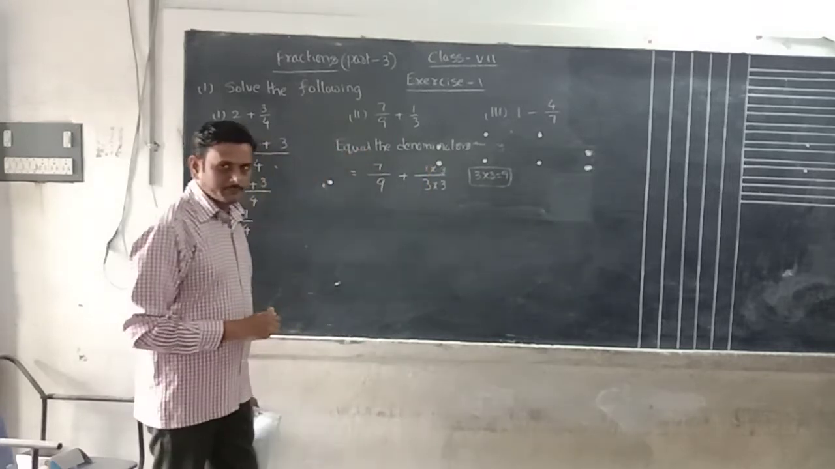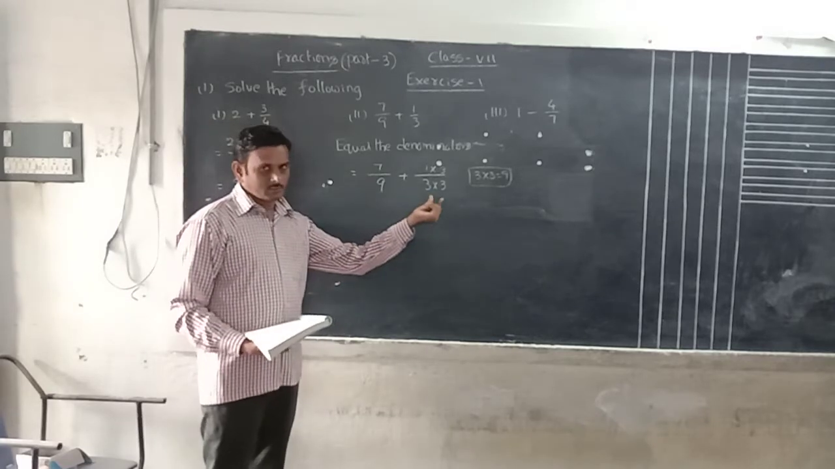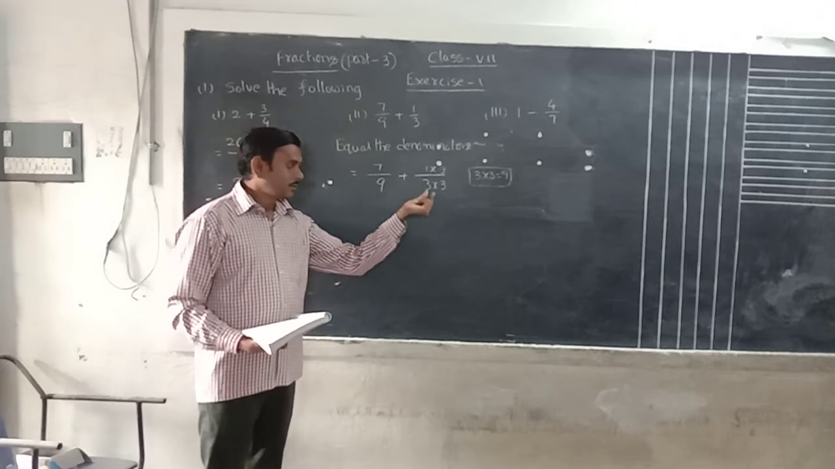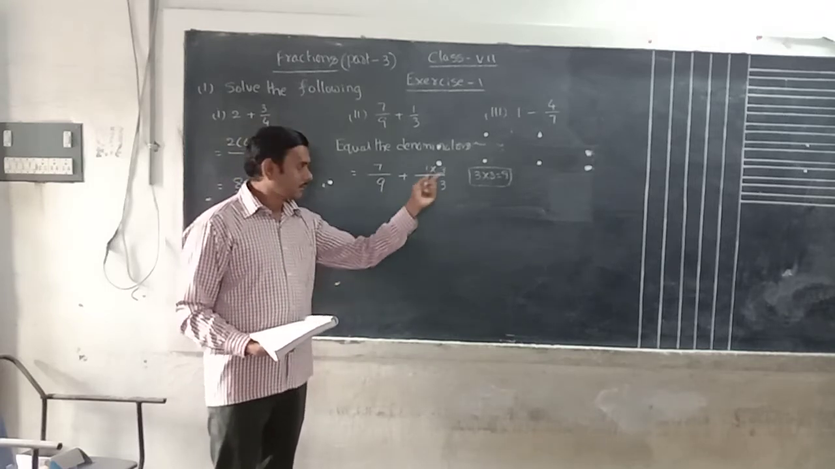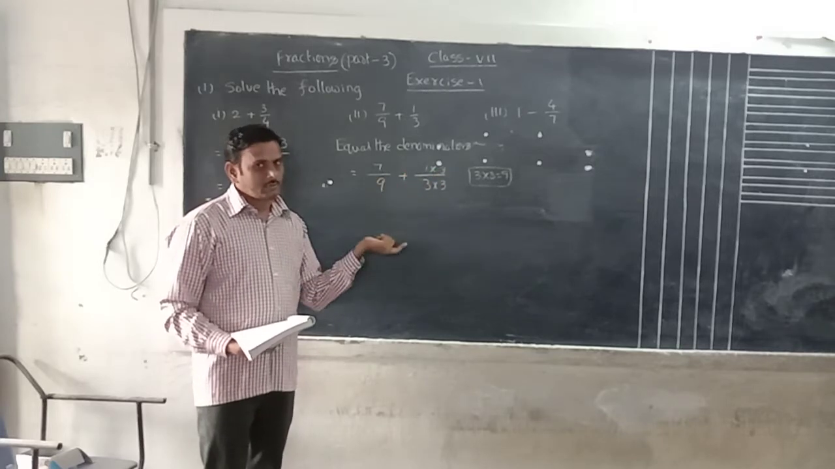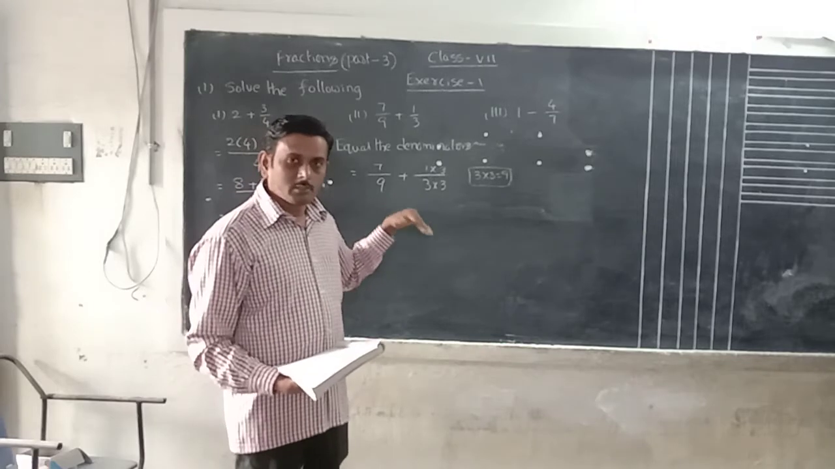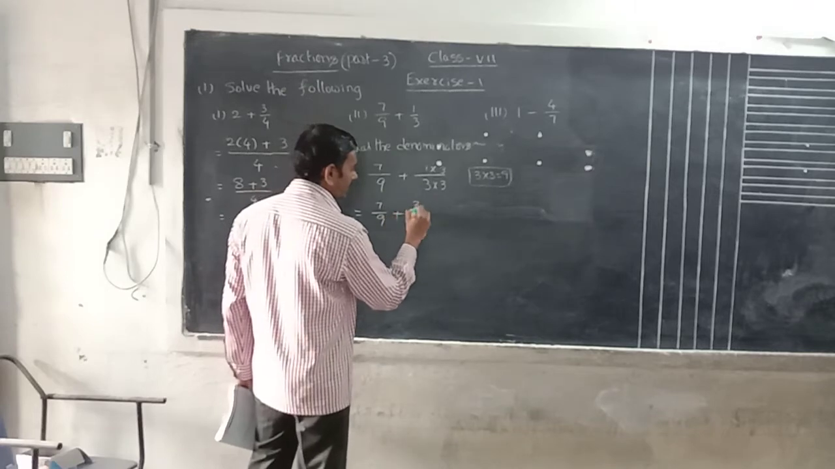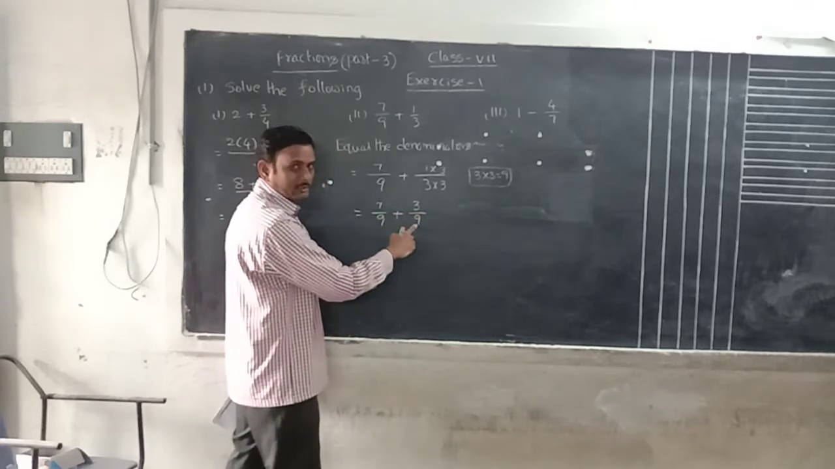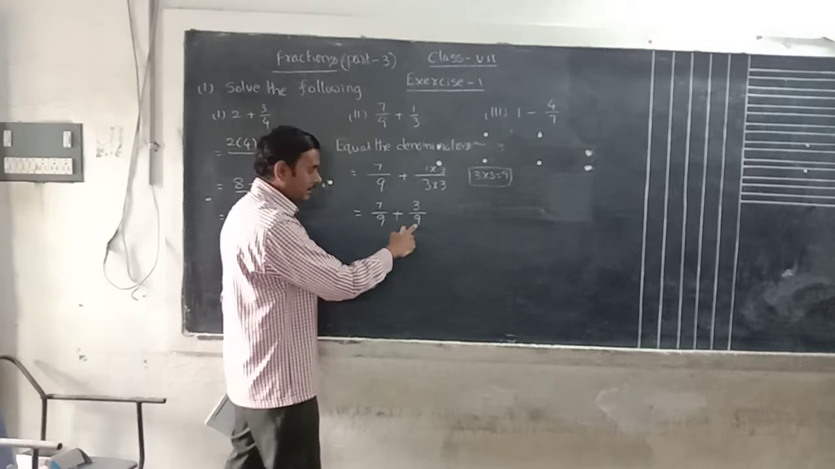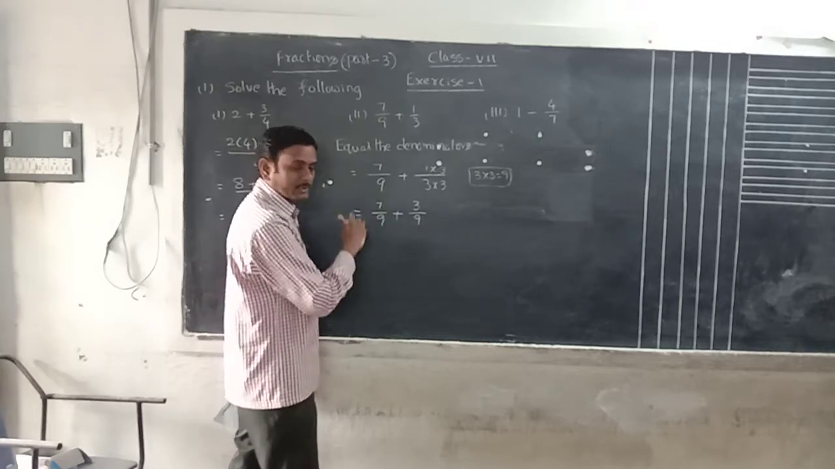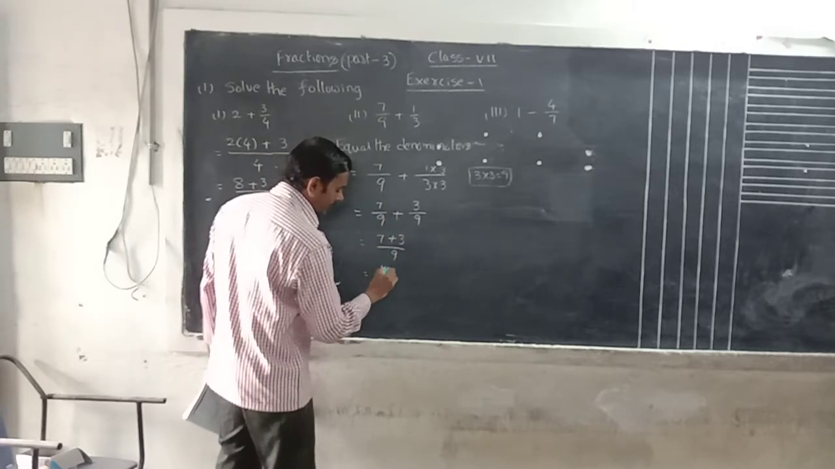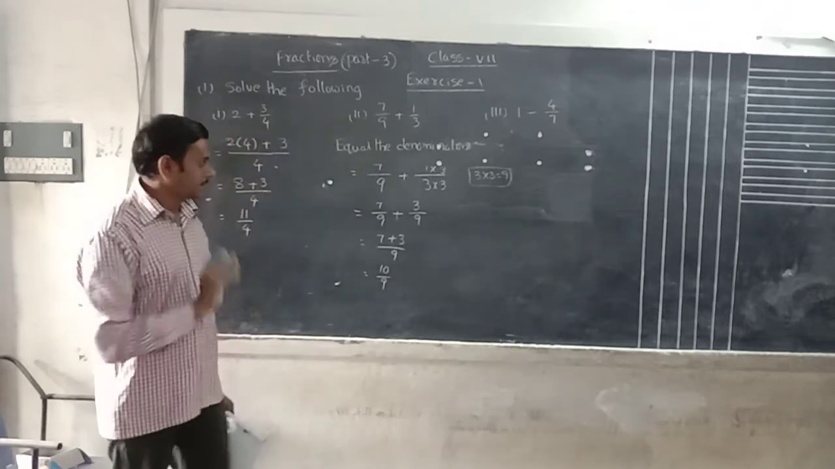So numerator and denominator multiply with 3. I want to make the denominator 9. Already 9 is available here, so 3 should multiply with 3, then it will become 9. Multiply the numerator and denominator with 3. 3 ones are 3, 3 threes are 9. Whenever denominators are equal, these are called like fractions. Whenever like fractions are there, add or subtract the numerators. Here addition is available: 7 plus 3 by 9. 7 plus 3 is 10 by 9. This is the answer.